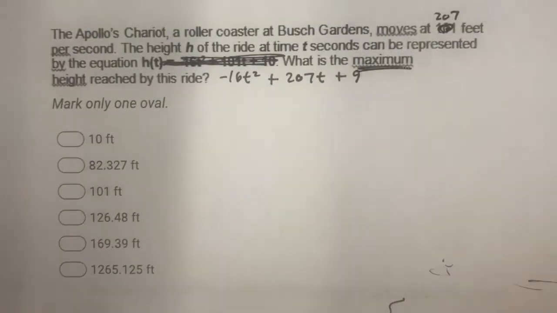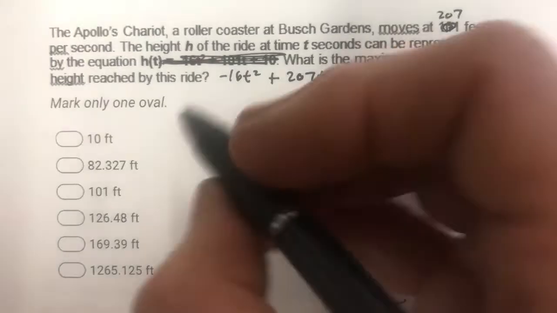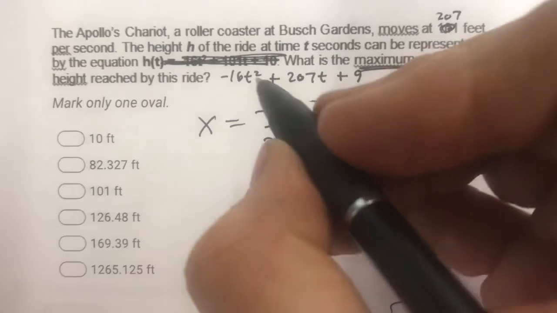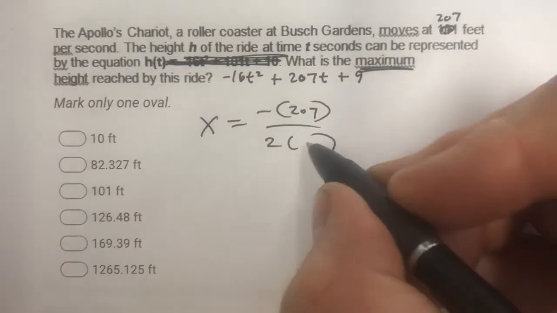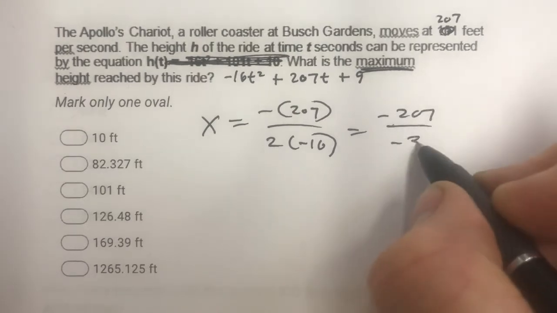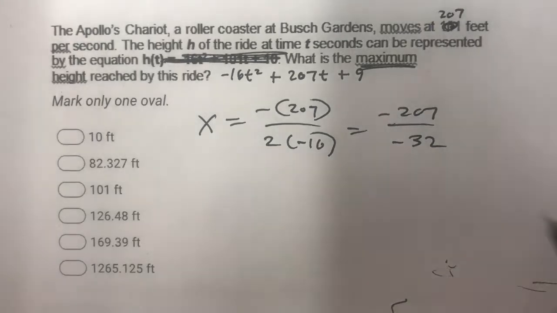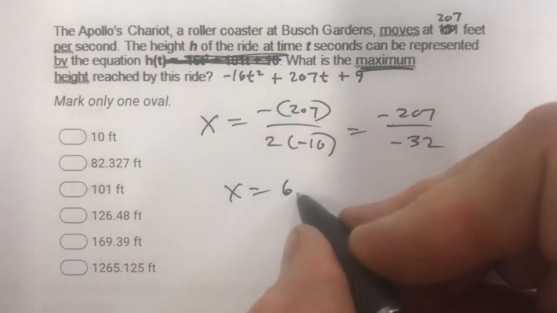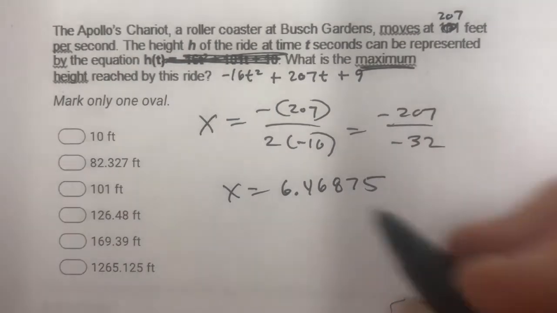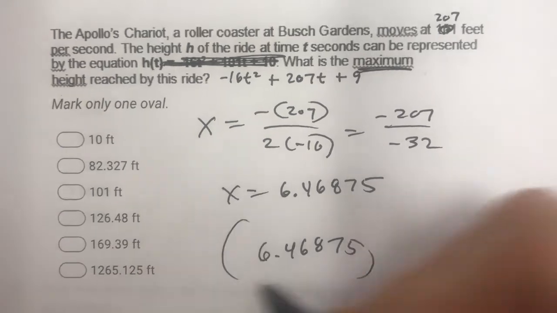Maximum, again, that's my vertex. So I'm doing the same thing from the previous problem. So I'm going to do negative b over 2a. My b is 207, and my a is negative 16. So I have negative 207, negative 32 on the bottom. That comes up to 6.46875. That's the x of the vertex.